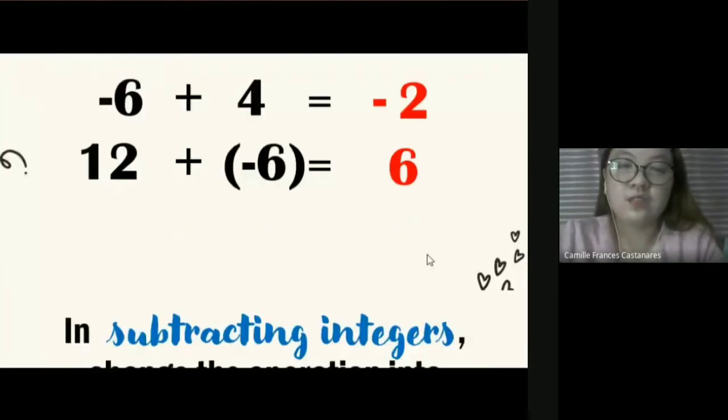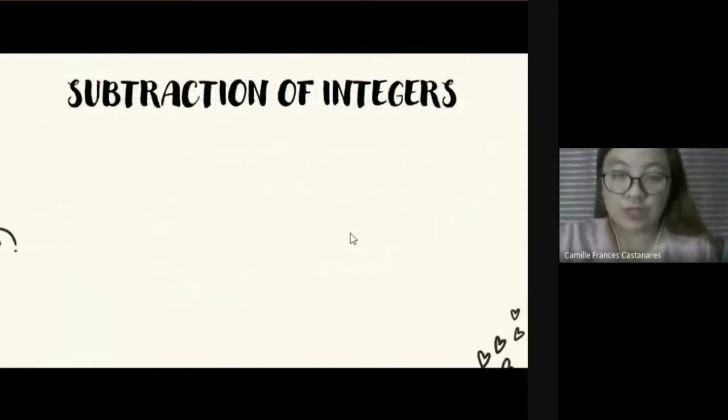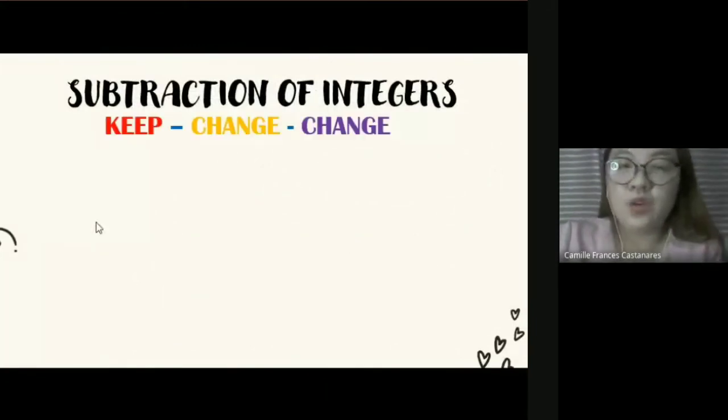Okay, next. In subtracting integers, change the operation into addition and then change the sign of the subtrahend. Once changed, apply what you've learned in adding integers. So we are now subtracting integers. We have the rule of keep, change, change. Remember this: keep, change, change.